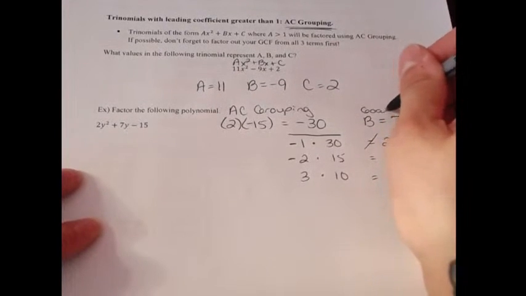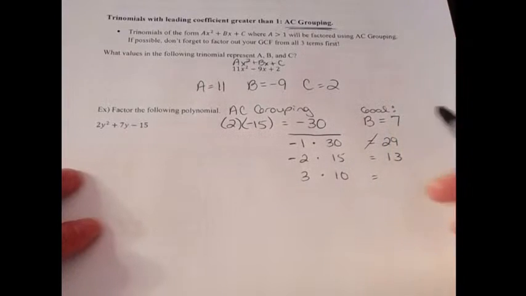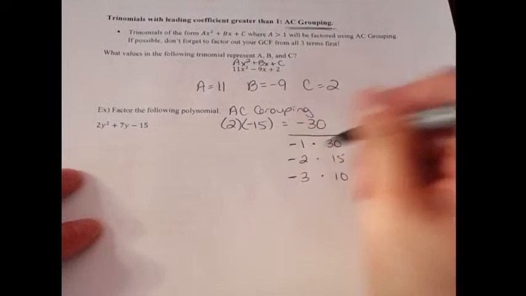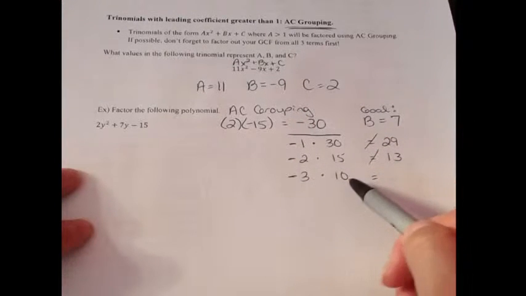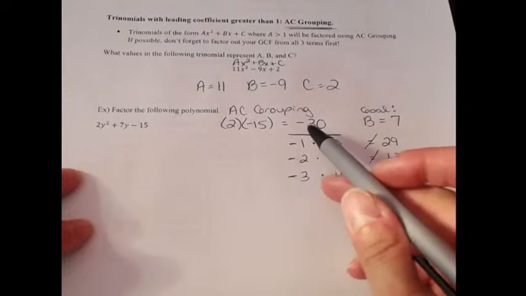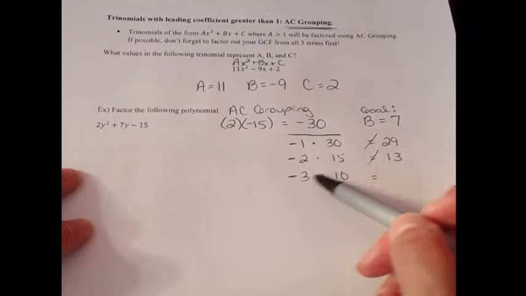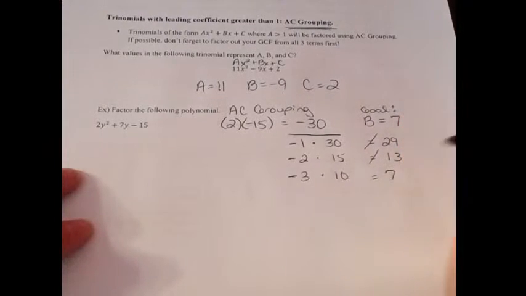Keep in mind that this is our goal. Our goal is to find the one that gives us 7, so that's not it. Next, I have negative 3 times 10. Negative 3 times 10 is a negative 30, and negative 3 plus 10 is a positive 7. Voila. Ding, ding, ding. We just found the match.